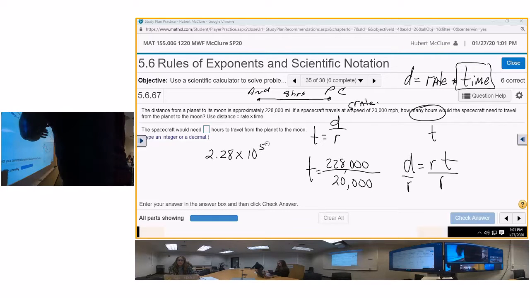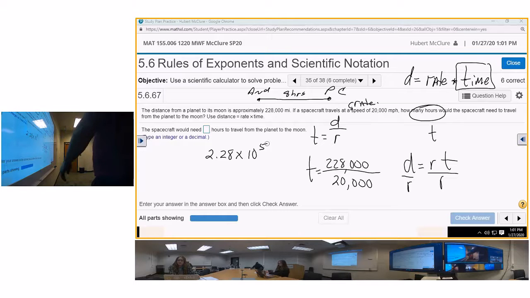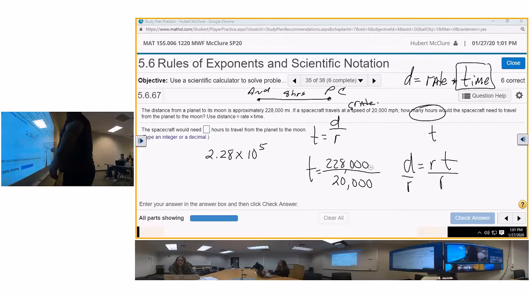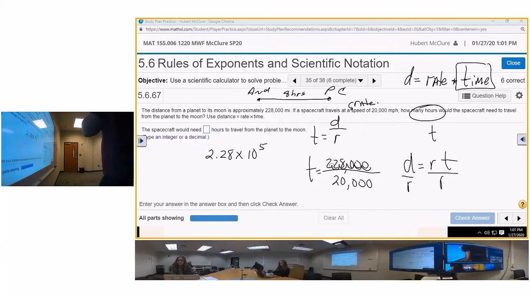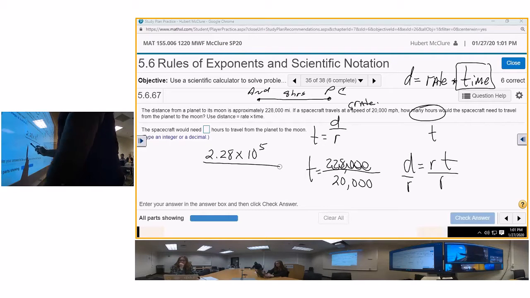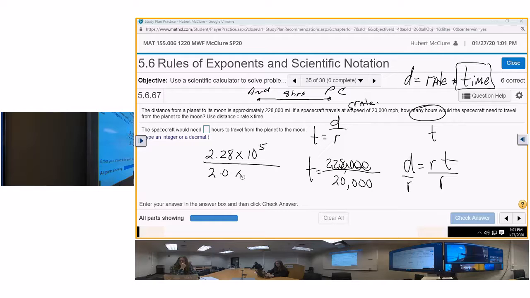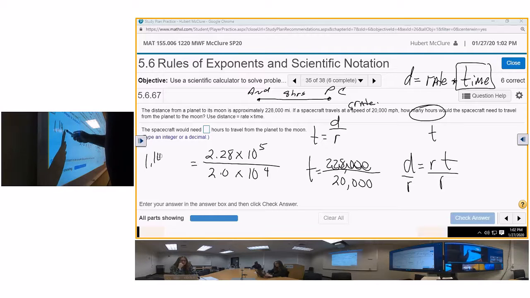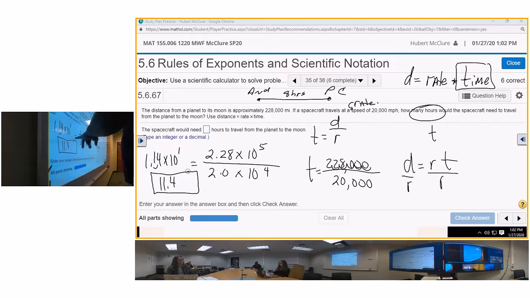By the time you start doing 3 or 4 of these problems, you can just eyeball what? 1, 2, 3, 4, 5. You can start eyeballing the spaces. Divided by 2.0 times 10 to the what? 4th. And that's going to give you 1.14 times 10 to the 1st. So that's 11.4. We need 11.4 hours.